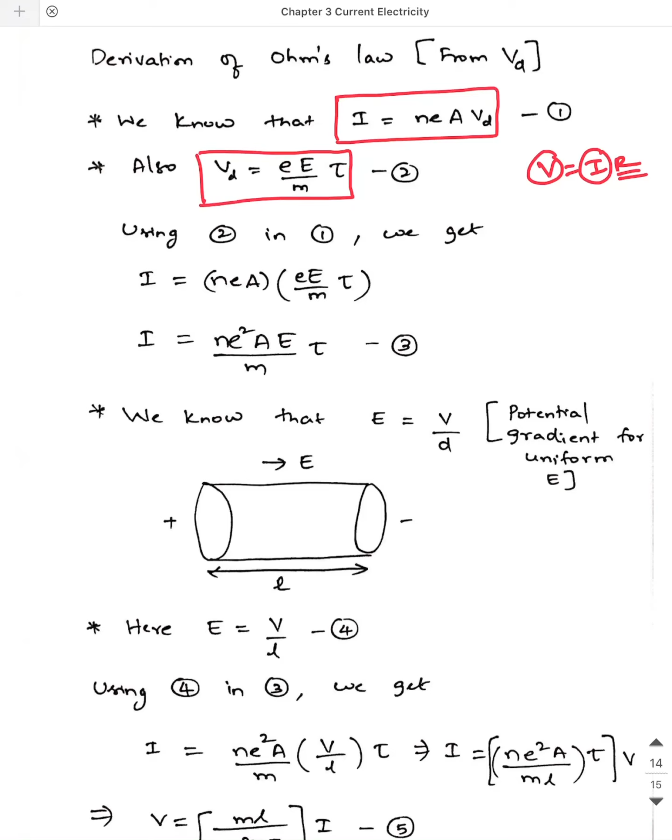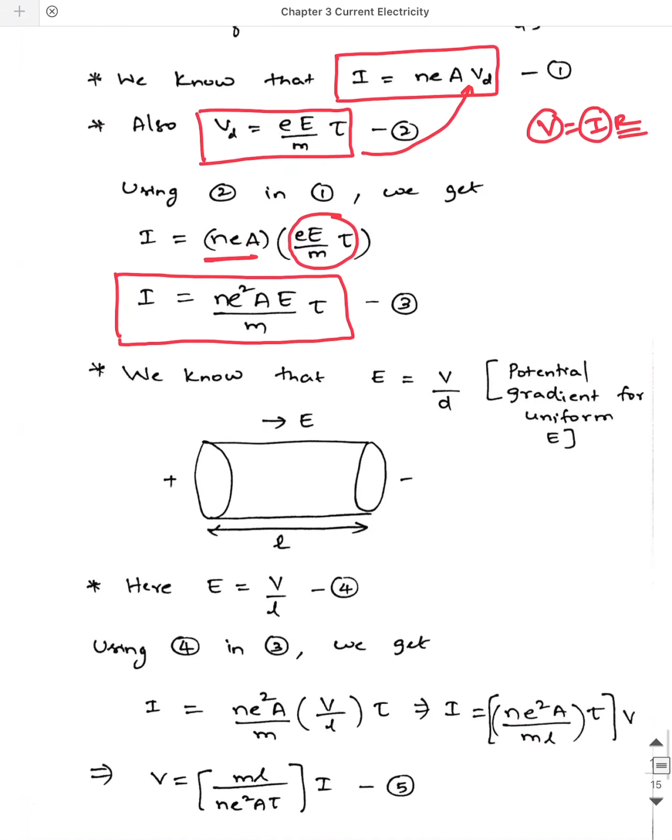We have ignored the minus sign here because the minus sign tells us that drift velocity and electric field are opposite to each other. But if you take only the magnitude, we can take it as eE divided by m. Now using this expression, what we get is I is equal to ne into A into, in the place of vd we can write eE divided by m into tau. So this becomes I is equal to ne square A into E divided by m into tau. Let this expression be the third expression.